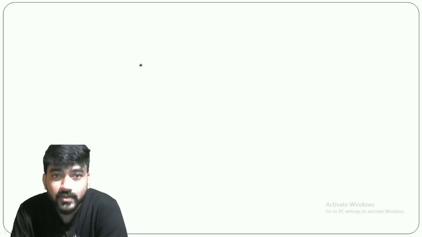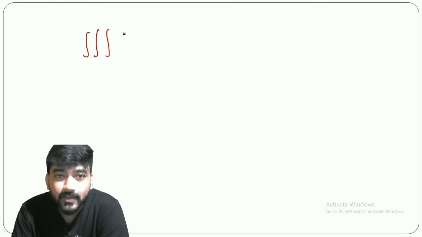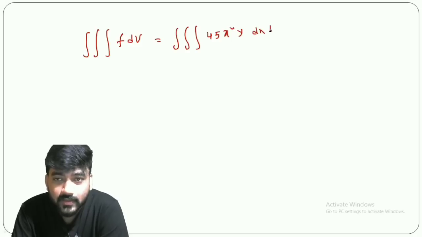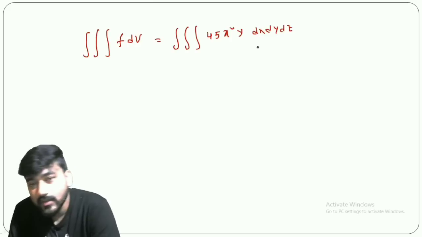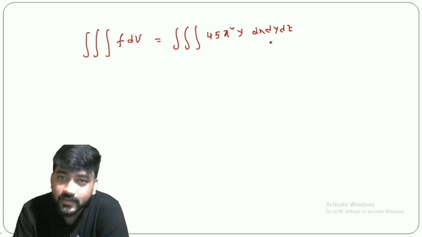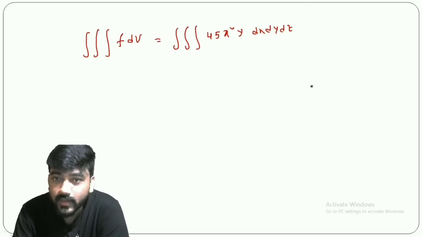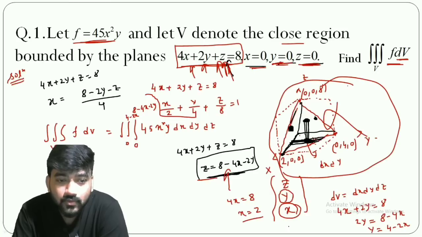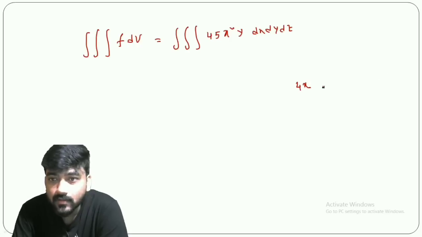So what you have to do first, please see. We have a volume integration ∫F dV, and F is given as 45x²y, and dV is dx dy dz. So I am going to solve this in Cartesian coordinates. So I need the limits of x, y, and z. We have just the equation of the plane, that is 4x + 2y + z = 8.